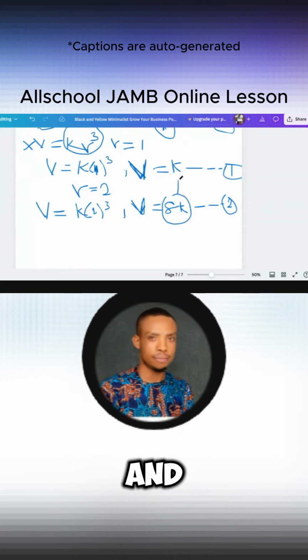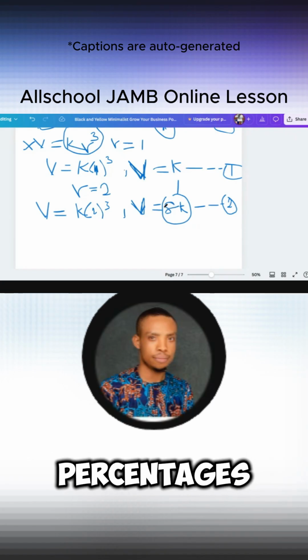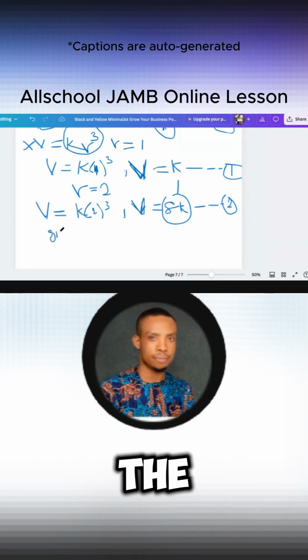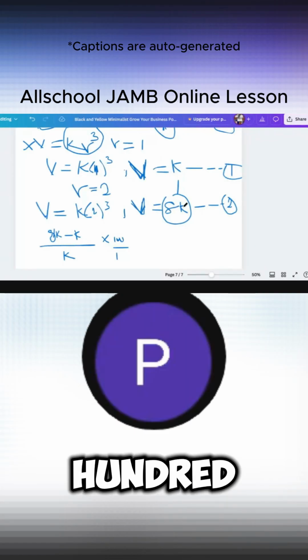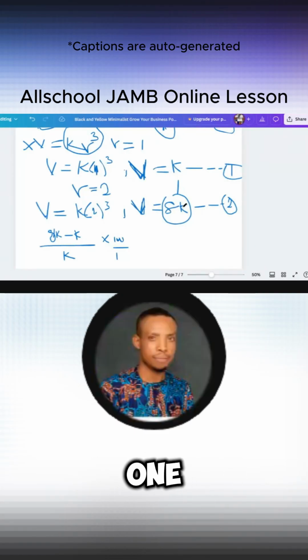And I know that everybody here knows that to solve percentages, what we do is the new value minus the original value, divided by the original value, times 100/1. That is 8K minus K divided by K times 100/1. The first K was when R was equal to 1. That's the original state. The second value was when R was doubled.